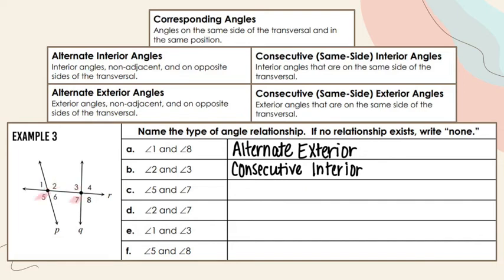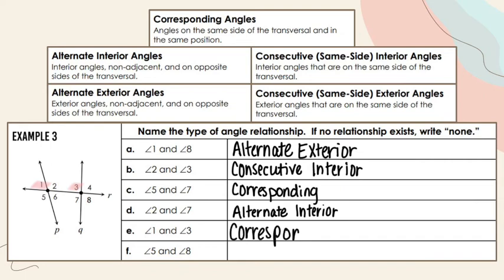Angle 5 and angle 7, these are corresponding angles because they are both the lower left angle in their section. Angles 2 and 7. Okay, these are on opposite sides of the transversal, so that makes them alternate. And they are inside the other two lines, making them interior angles. Angles 1 and 3, these are corresponding because they are in the same position respective to each other.